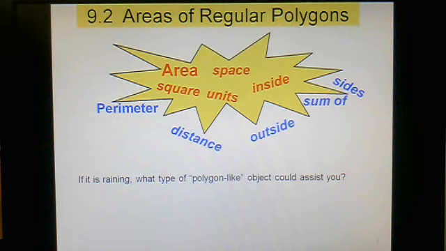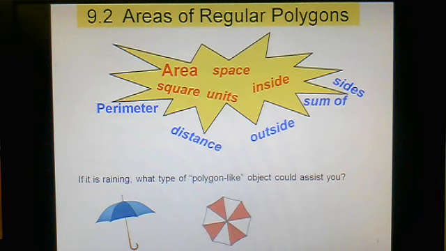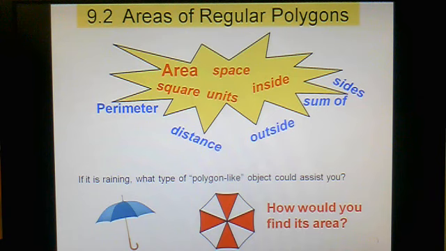The raining question on the bottom: what type of polygon-like object could assist you and prevent you from getting rained on? Looks something like that. And you might say, what does that have to do with today? If you look at the top view of that, you have a type of regular polygon. So we're going to talk about how to find the area of a regular polygon. Why did I throw that up there? It's kind of a nice picture.